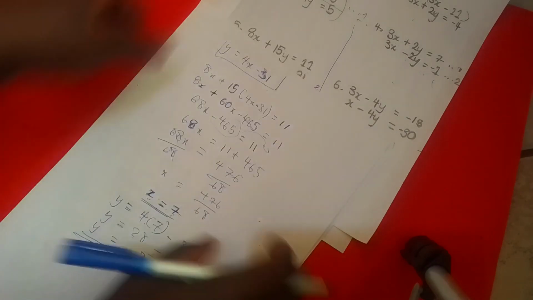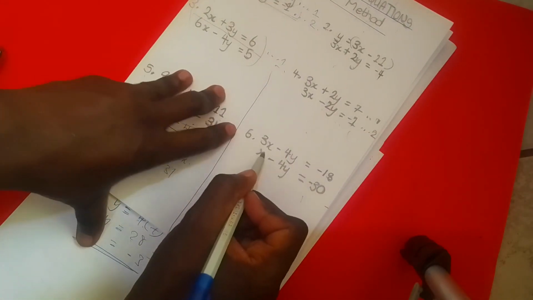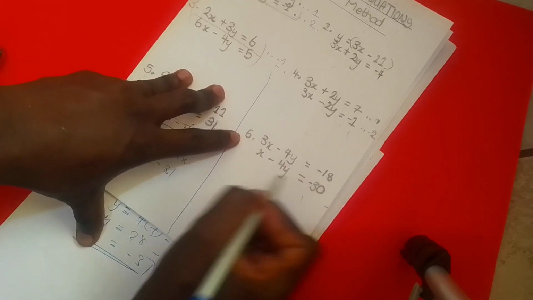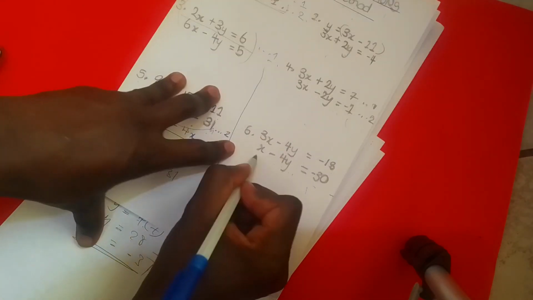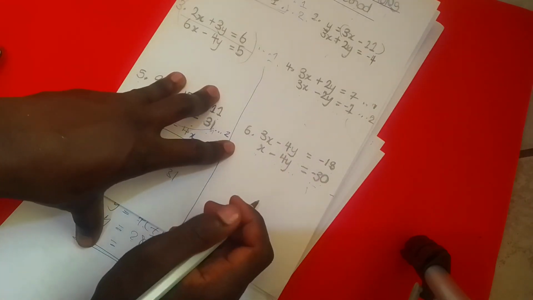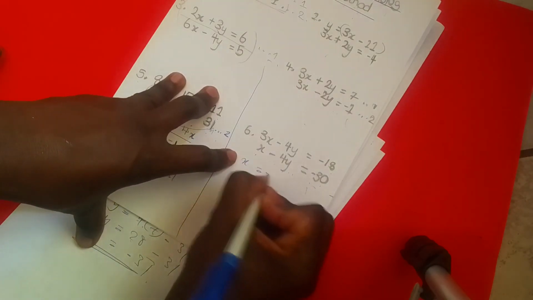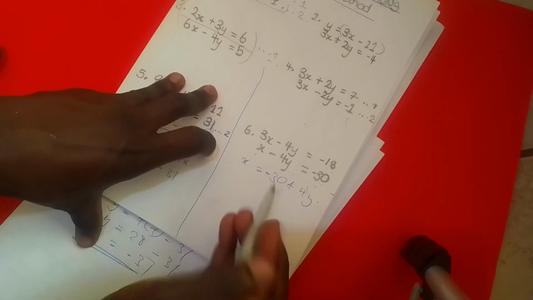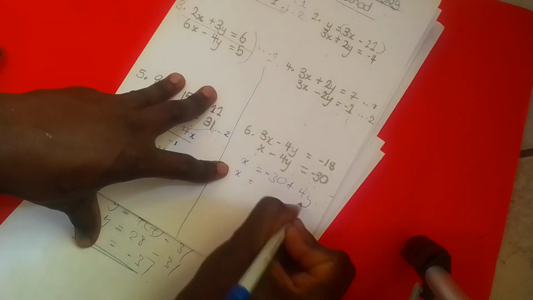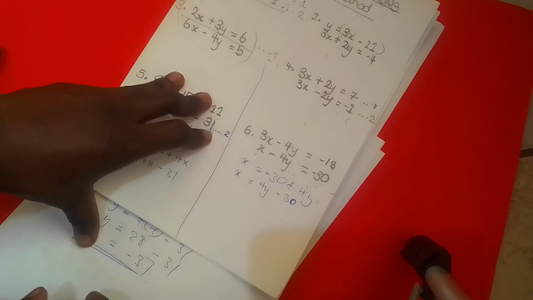And so let's proceed to the last equation. The last equation is 3x minus 4y equal to negative 18, and x minus 4y equal to negative 30. Let's make x the subject of the formula in equation 1. If we make x the subject, x is equal to negative 30 plus 4y. Simplifying, this is positive 4y minus 30, just a simple rearrangement.